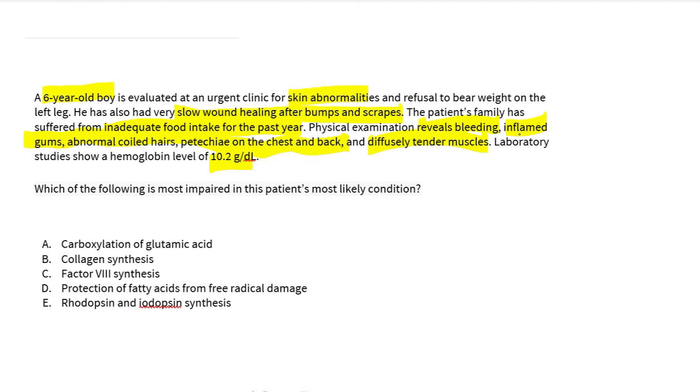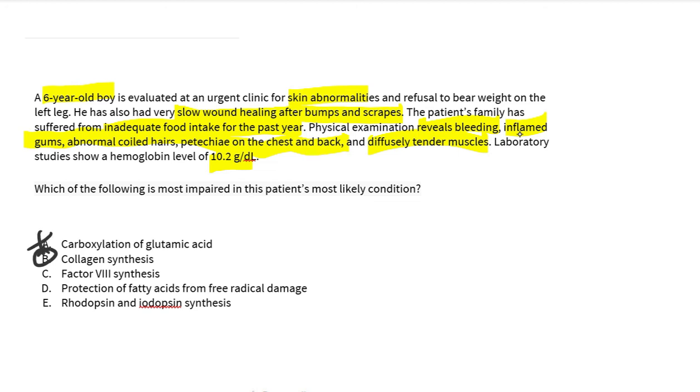So this patient, given the history of inadequate diet, as well as the other physical exam findings, support a diagnosis of scurvy. And scurvy is a problem with the hydroxylation of pro-alpha collagen. So this is a problem with collagen synthesis, and it's because you don't have vitamin C to serve as a cofactor for the second step in collagen synthesis in the rough endoplasmic reticulum of chondroblasts, osteoblasts, or fibroblasts.